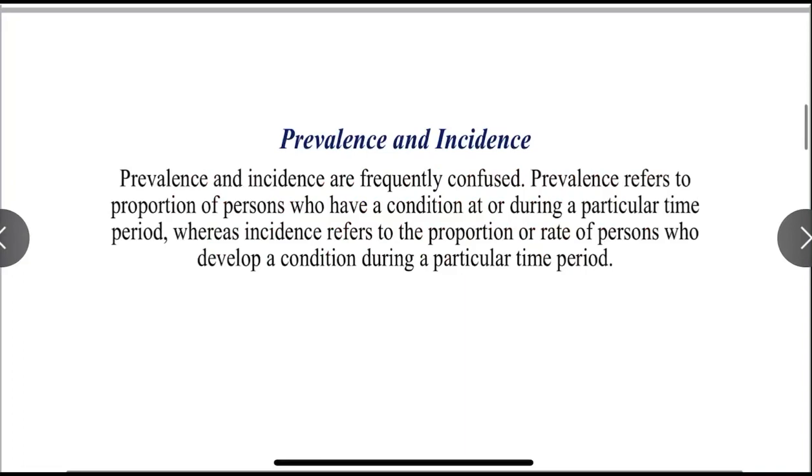So to know about epidemiology, we have to focus on two terminologies. One is prevalence and another is incidence. Prevalence and incidence are frequently confused. Prevalence refers to the proportion of persons who have a condition at or during a particular time period, whereas incidence refers to the proportion or rate of persons who develop a condition during a particular time period.